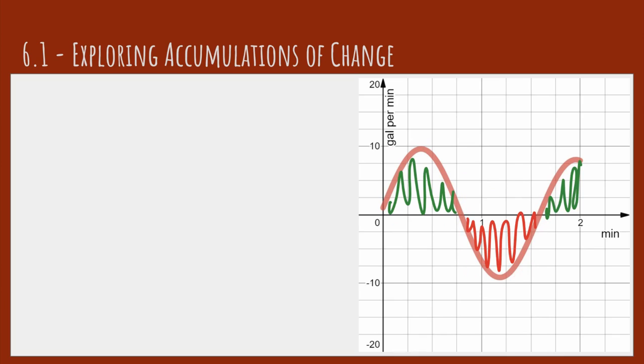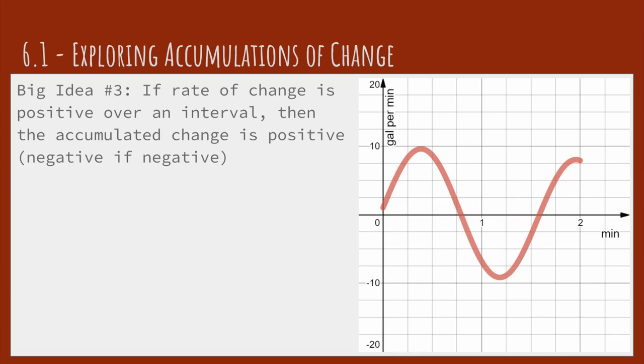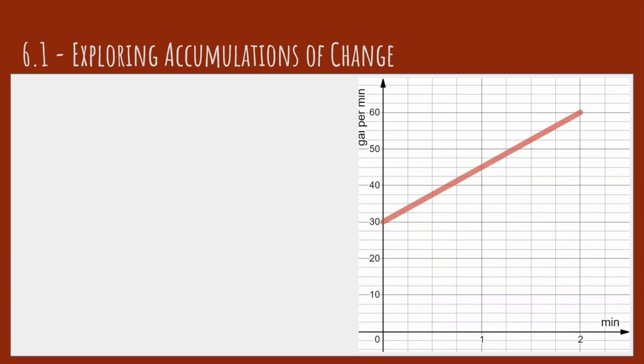But it is a really important big idea that if a rate of change is positive over some interval, then the accumulated change is positive. And vice versa. If the rate of change is negative over some interval, then the accumulated change is negative. So we have an overall quantity that's going up with a positive rate of change or down with a negative rate of change.